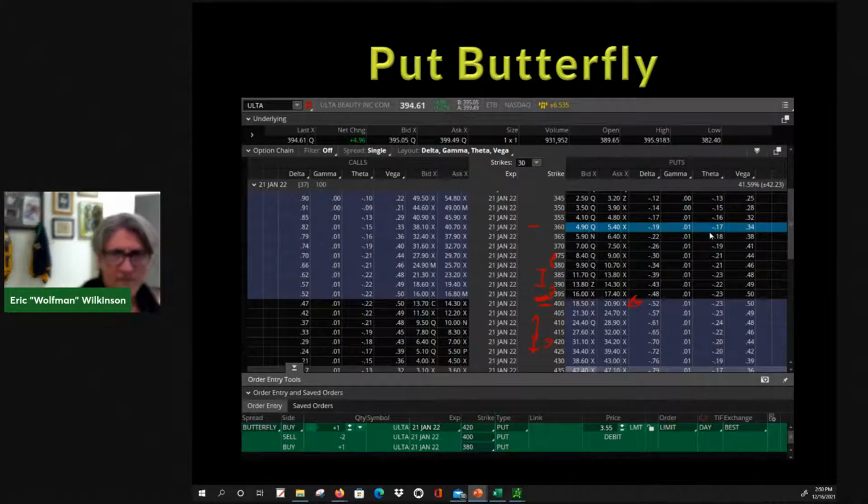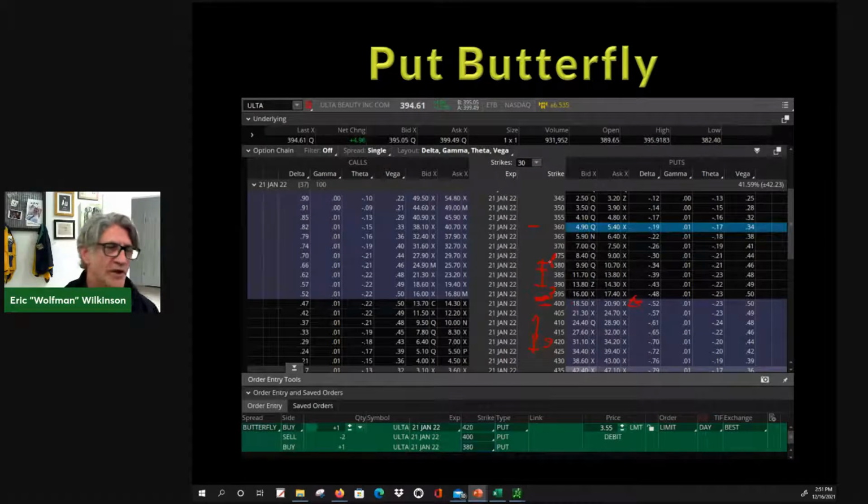So, all right. What I meant to say here, you're selling this one, you're buying the 380, right? So that 380 put defines this short put spread. So we've got a short put spread right here.